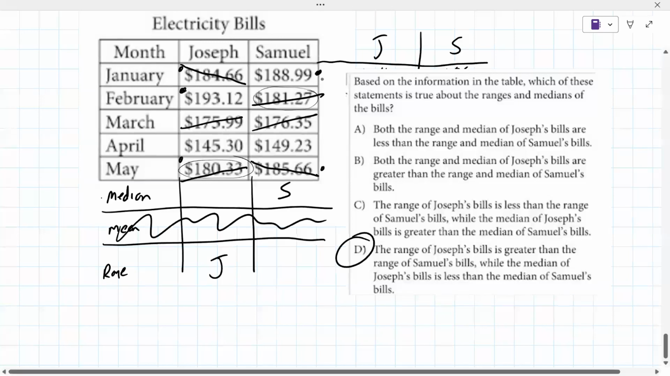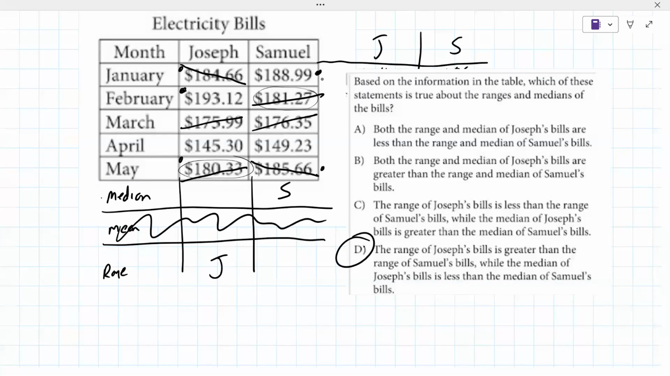D. Okay. All right. The range of Joseph's bill is greater than the range of Samuel's bill, while the median of Joseph's bill is less than the mean. Yeah, perfect. Perfect.